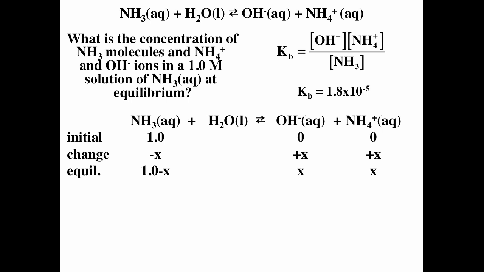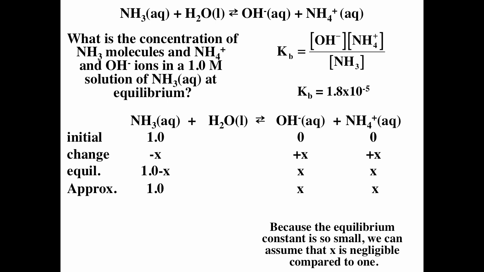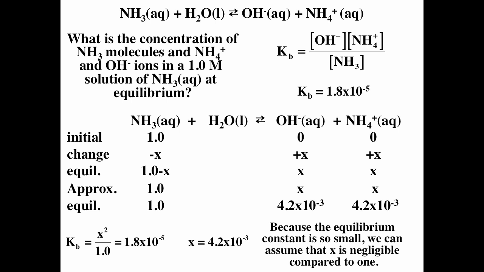Now again, the Kb constant is very small. In this case, it's 1.8 times 10 to the minus 5. And so X is probably very small. X is probably negligible compared to 1. And so if we make that approximation, we can plug things into our Kb expression. So hydroxide is X, ammonium ion is X, ammonia is just 1. And so we solve it and we get X equals 4.2 times 10 to the minus 3. Now notice in your table, X is equal to the hydroxide ion concentration at equilibrium. It's also equal to the ammonium ion at equilibrium. And so we've calculated the concentration of all three species at equilibrium, 4.2 times 10 to the minus 3.